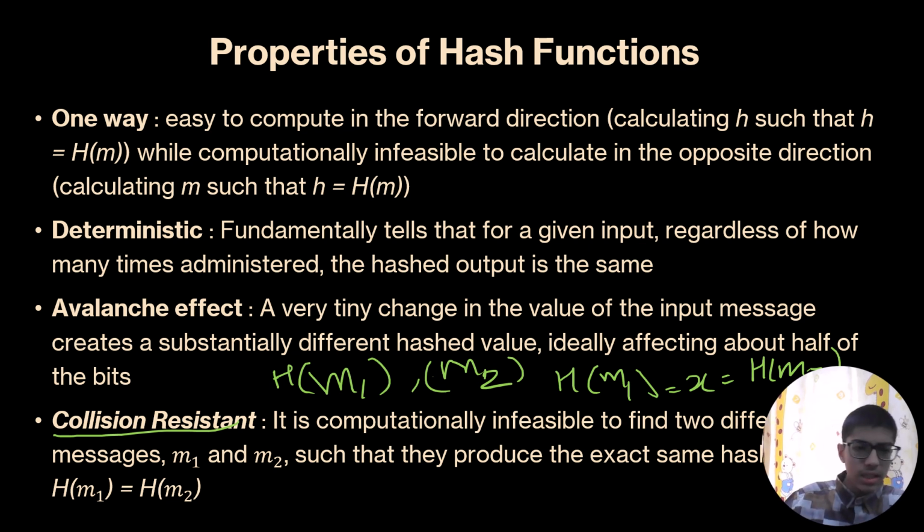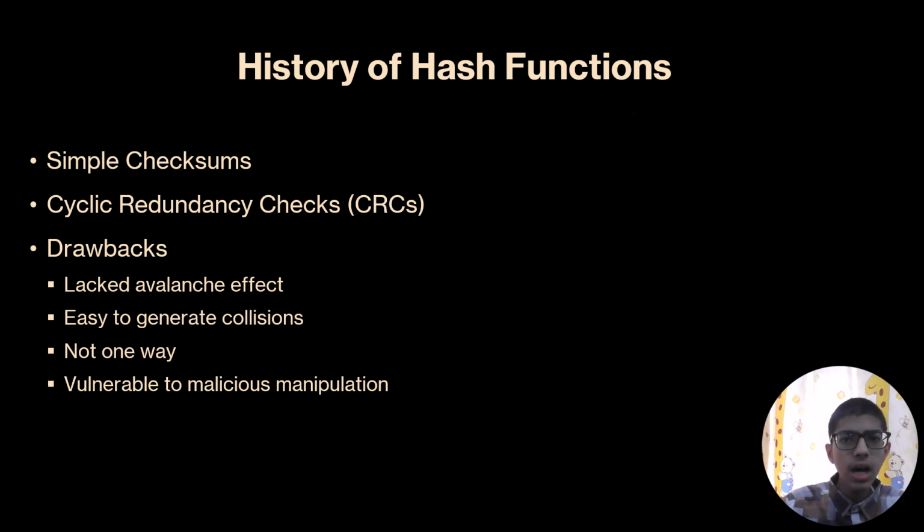So this is important because if I am able to produce another plain text that has the same hash, then I can possibly manipulate the user by helping them install a malicious file instead. Now let's move on to the history of hash functions.